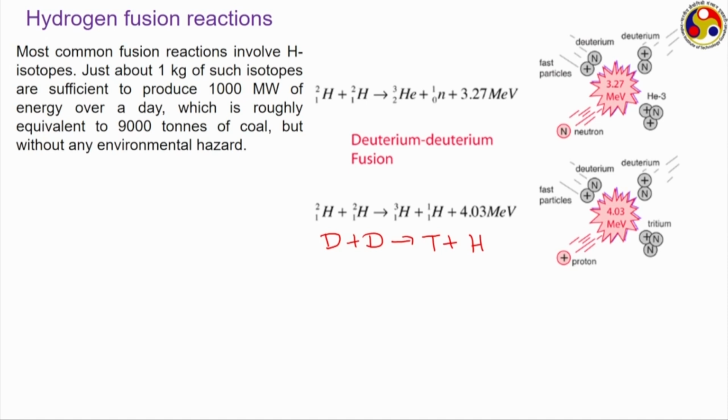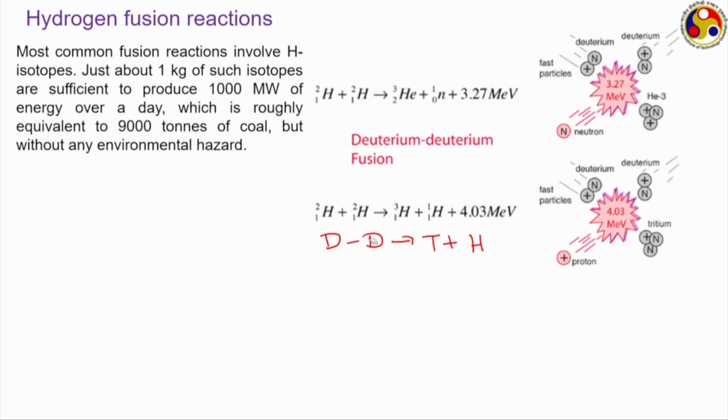So, in this lecture we are going to use quite frequently the symbol D to denote deuterium and T to denote tritium. Deuterium can combine with itself, or with another deuterium nucleus, in two possible ways. In one case we have helium 3 and a neutron, in the other case we have tritium and a proton.